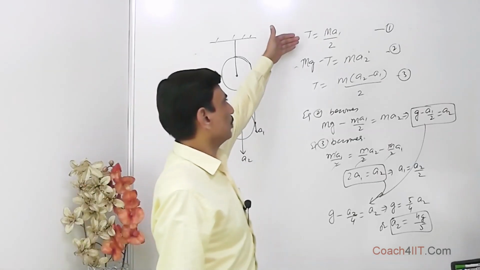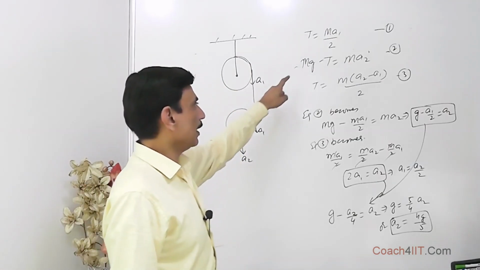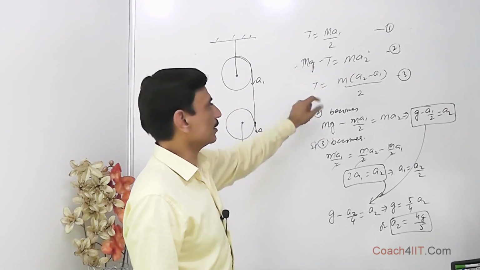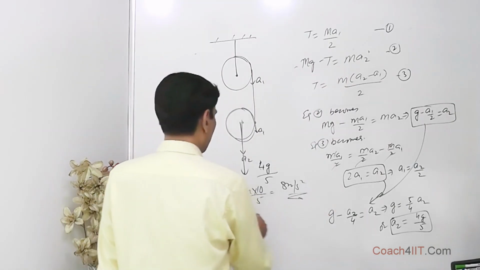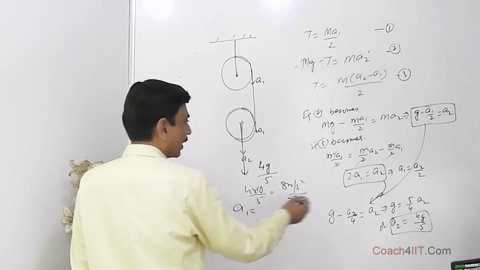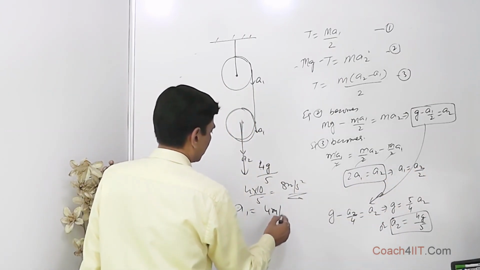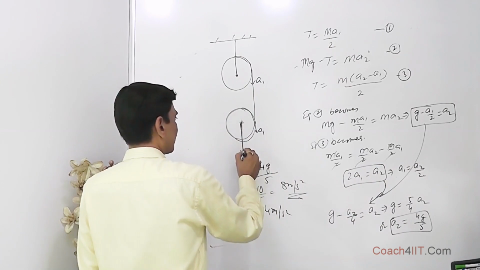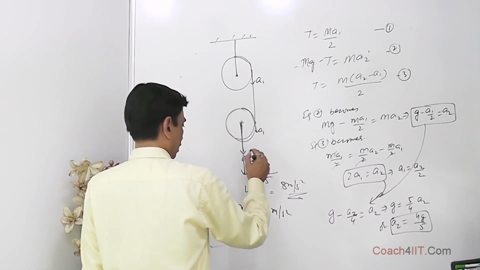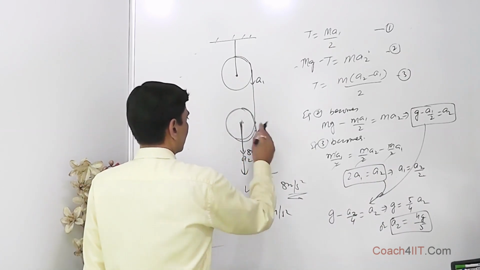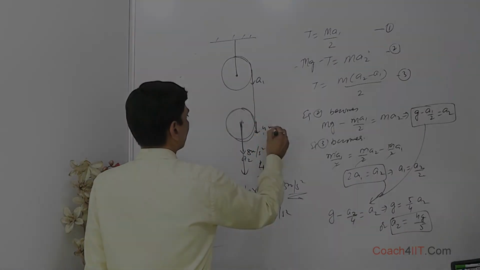So now we have three equations: T is equal to M A1 by 2, mg minus T is equal to M A2, and this is the third one. If we are interested in finding the value of A1, A1 is A2 by 2, A2 is 8, so this is 4 meter per second square. So this center is going down with 8 meter per second square, and this end is going with 4 meter per second square.